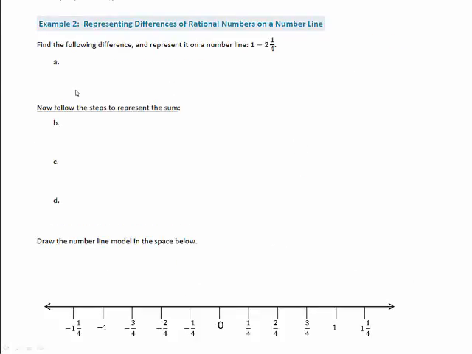In Example 2, we're going to find the following difference, but this time we've got to write out our steps. We're going to find 1 minus 2.25. Well, that's the same as 1 plus negative 2.25. We're going to follow these steps to find it on the number line.